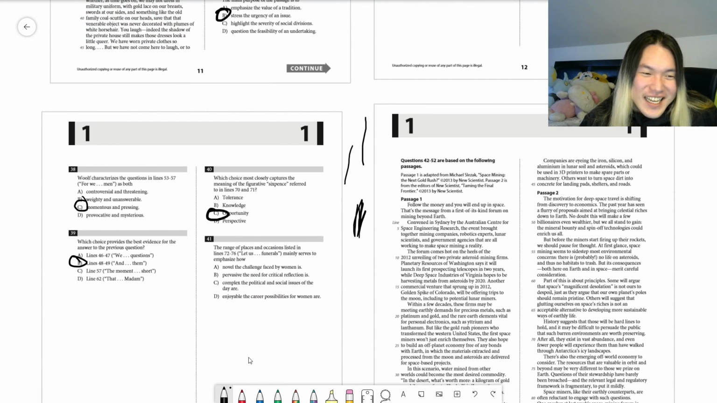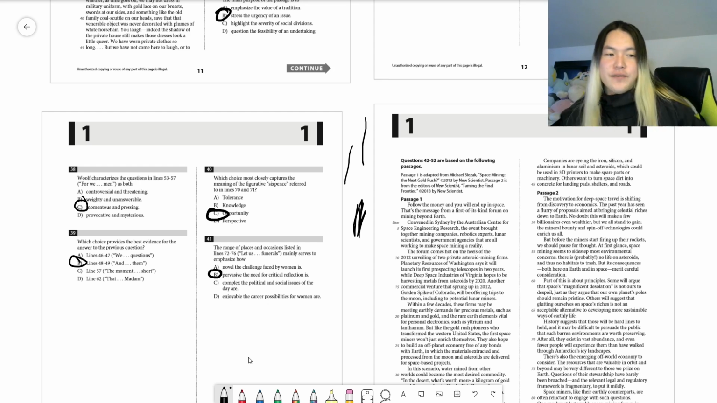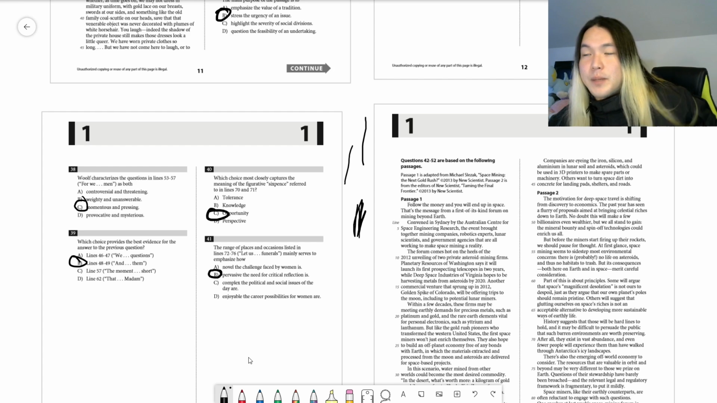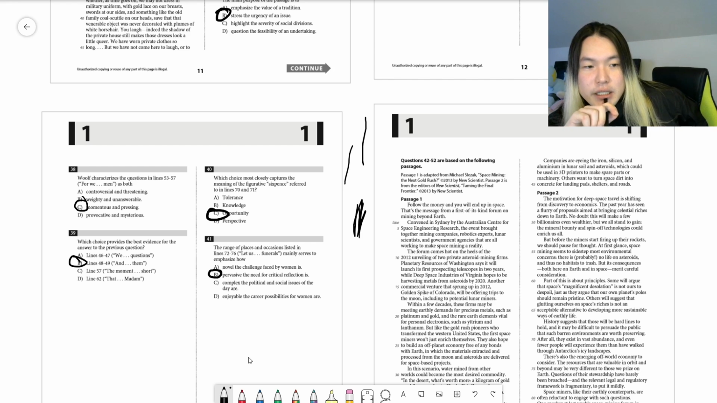What is she emphasizing? Is it A, how novel the challenge faced by women is? B, the pervasive need for critical reflection. Yes, it's B. It's like pervasive, it's all invading. It's super important that you think about this all the time. C, how complex the political and social issues of the day are. No. D, how enjoyable the career possibilities for women are. No, she's just saying, you better be thinking about women's rights all day, every day.